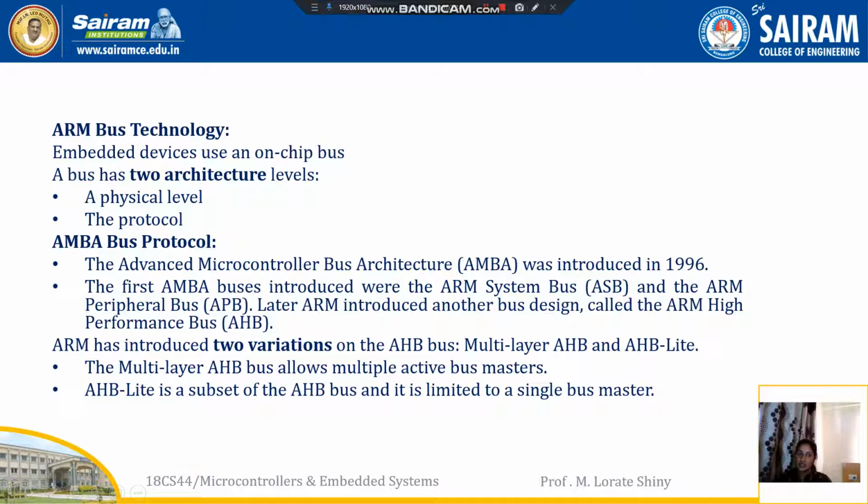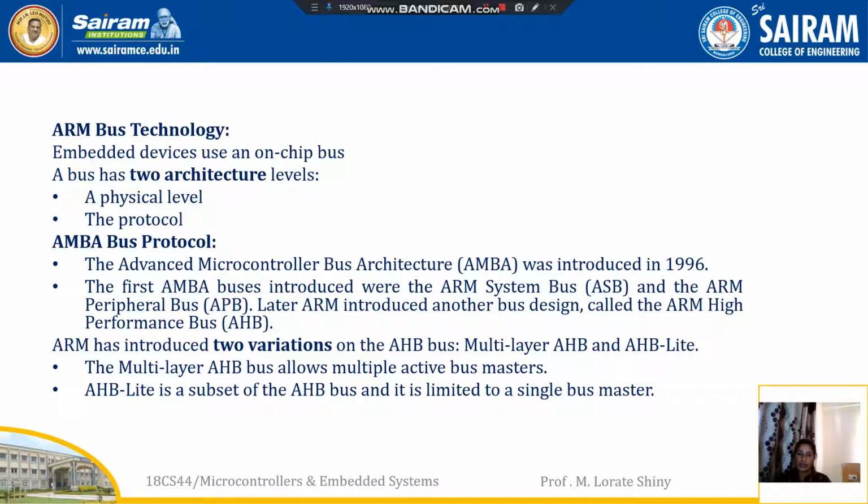The first AMBA bus introduced ASB and APB. ASB is ARM system bus, APB is ARM peripheral bus. Later on, it introduced ARM high performance bus. Out of these three, ARM high performance bus is the widely used one because it provides higher throughput than the other two buses.